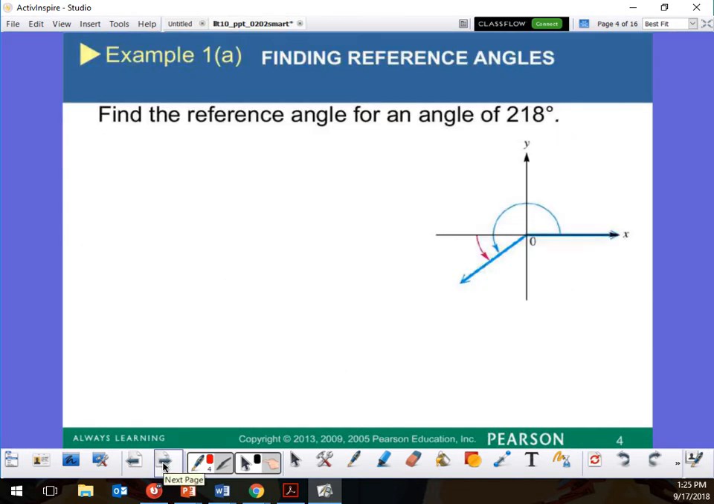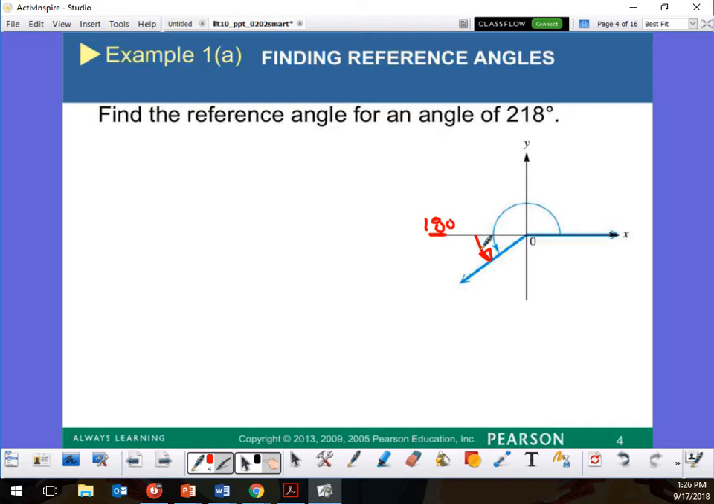This is 218. In 218, what quadrant is this? It's quadrant 3. So this line right here is how much? 180. That line right there is 180. So now to get the reference angle, I'm going to go here, but then I only want the piece from here to here. So what would I do to figure that one out?